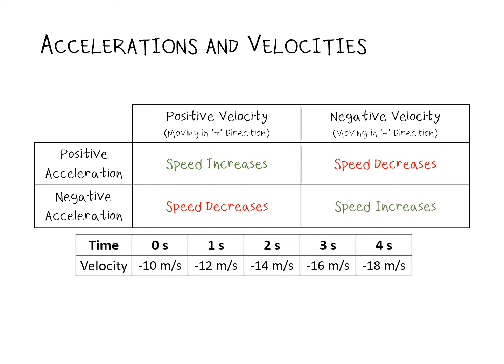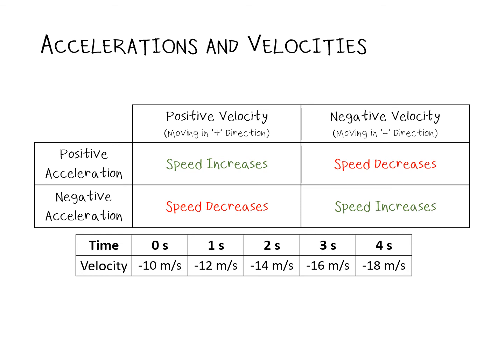And then the last one, negative velocity and negative acceleration. That means you're driving west and accelerating in the westward direction. So your velocity is negative 10 meters per second. Your velocity changes by negative 2 meters per second. So you go from negative 10 to negative 12. Negative 10 plus a negative 2 is negative 12. Negative 12 plus a negative 2 is negative 14. So by the time you're done at 4 seconds, your speed has increased.